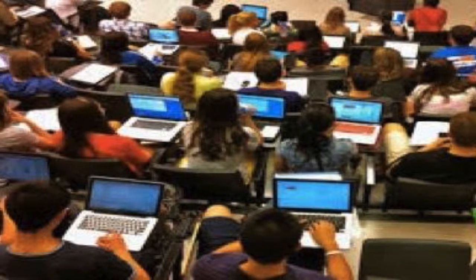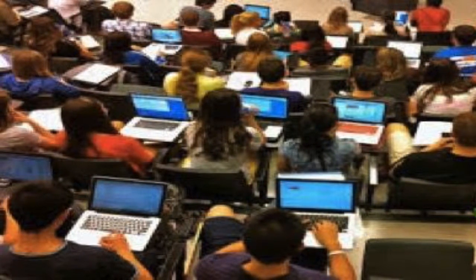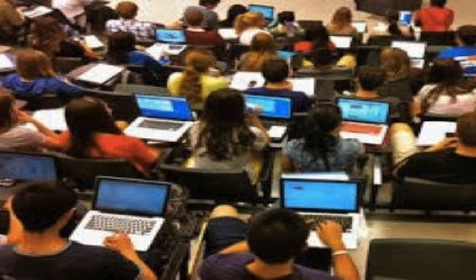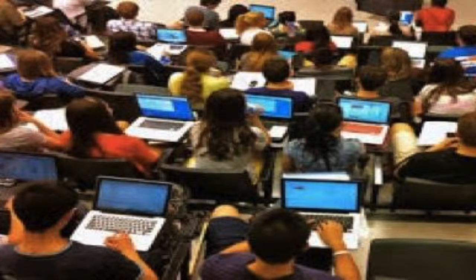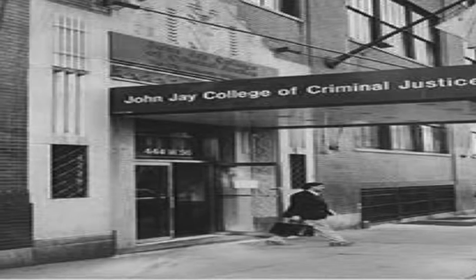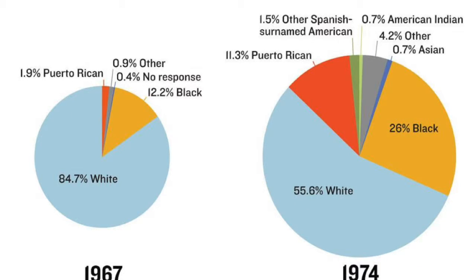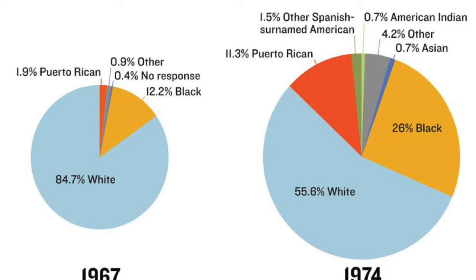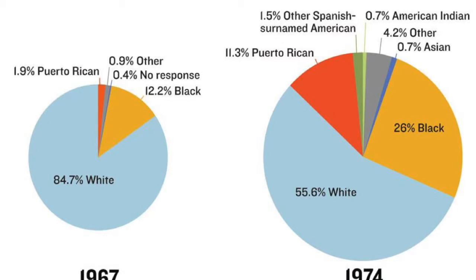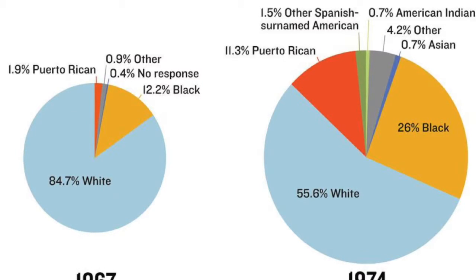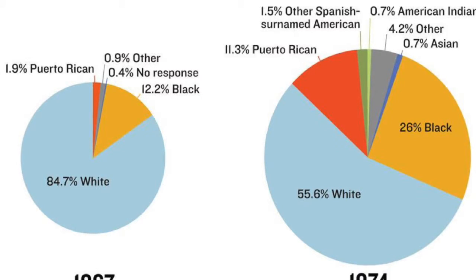By 1974, 25.6% of CUNY students were Black, 7.4% were Puerto Rican, 55.7% were white, and 11.3% were members of other racial or ethnic groups. At John Jay College specifically, before open admissions, there were 1,475 students total enrolled in 1967, 84.7% of which were white, 12.2% were Black, 1.9% Puerto Rican, and 1.3% were of ethnicities unknown. After the enactment of this policy, the college became much more diversified.